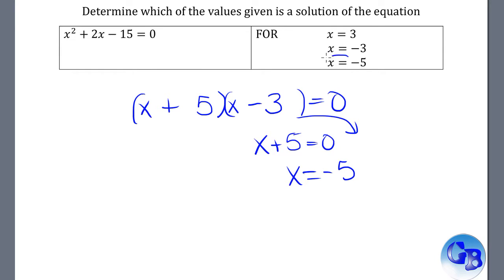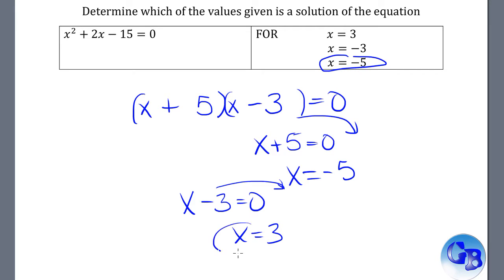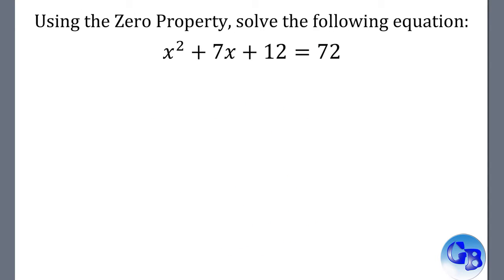Oh, and look, we have a solution. Let's see if this one's a solution here. X minus 3 equals 0. Moving the 3 to the other side gives us x equals 3, and we have another solution. Moving on to our next problem.